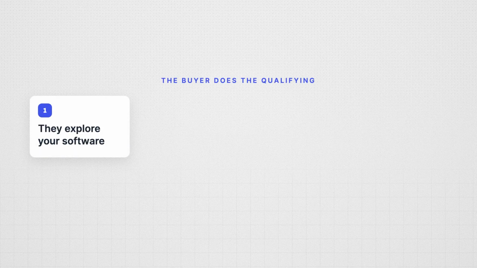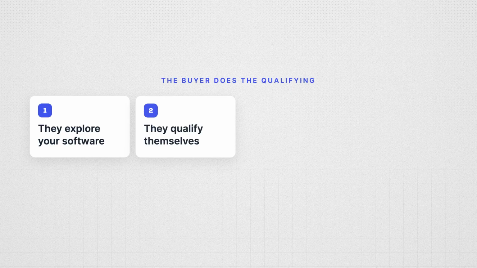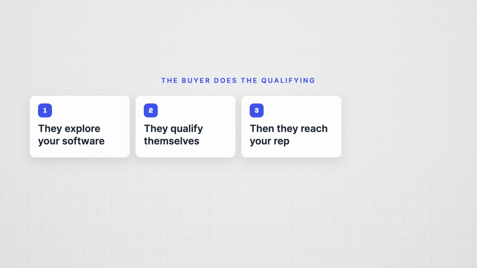They're basically going to look into your software, qualify themselves, and then when they do get to your sales rep, if they book a call or if they do sign up for a free trial, they're already going to have that intro sorted out and they know that it's right for them.